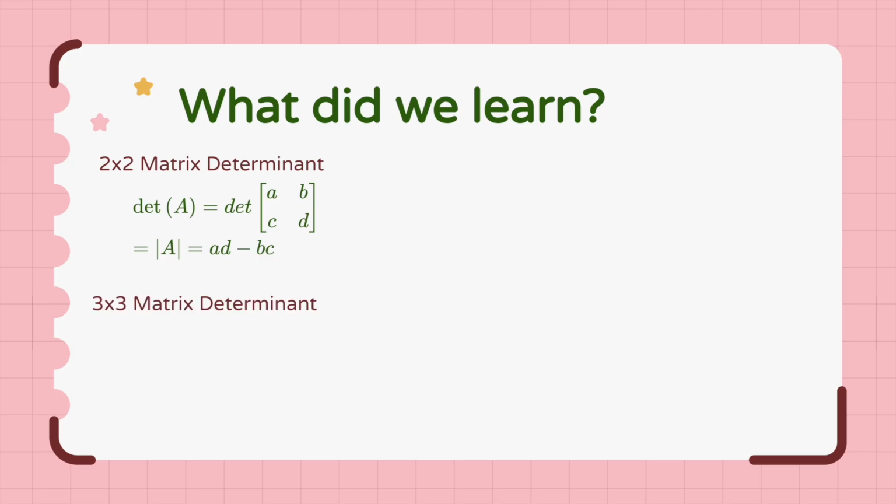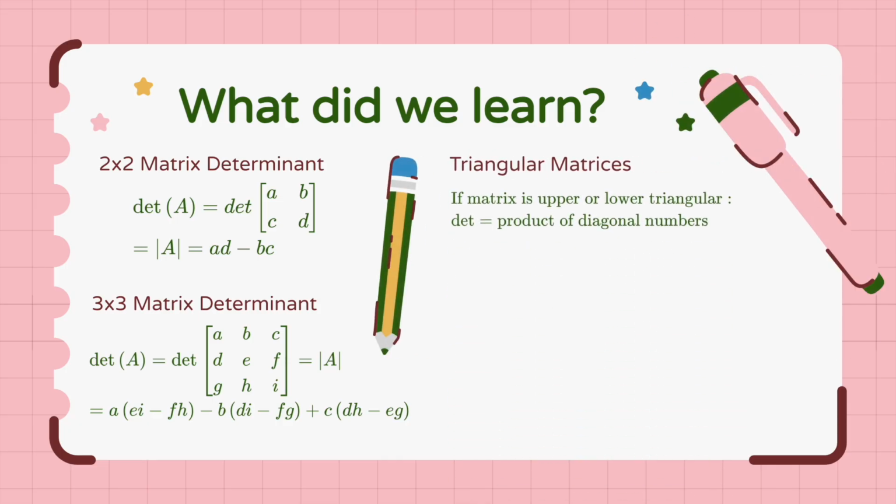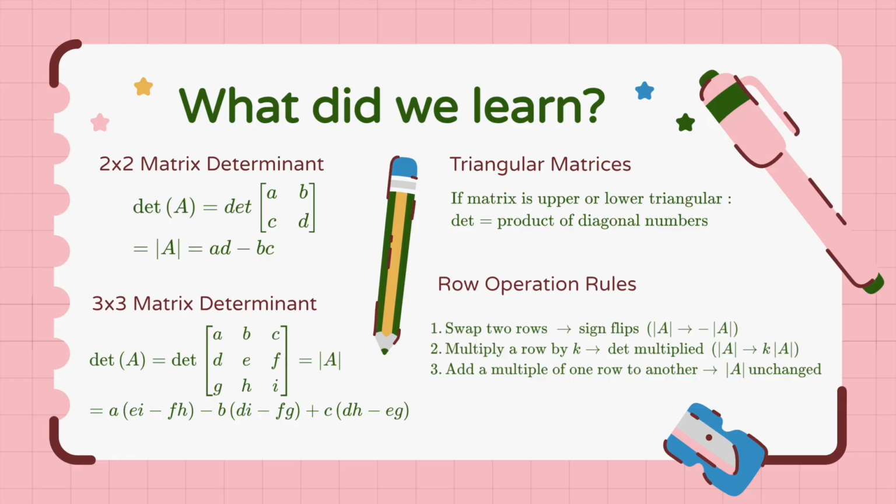We also learnt the formula for a 3 by 3 matrix determinant. We learnt that if we have an upper or lower triangular matrix, the determinant is the product of the diagonal numbers. And we learnt the 3 row operation rules. If we swap 2 rows, the sign of the determinant flips. If we multiply a row by k, the determinant is also multiplied by k. And if we add a multiple of one row to another, the determinant doesn't change.